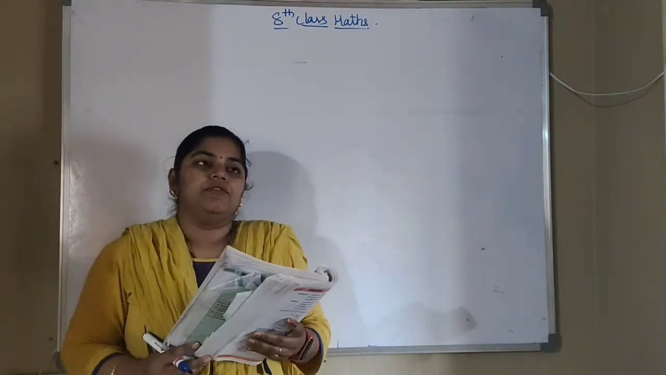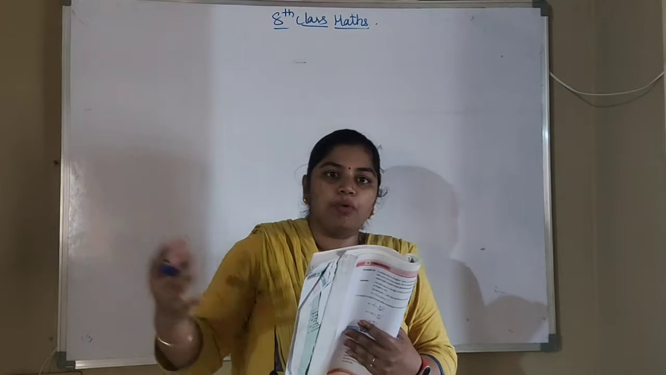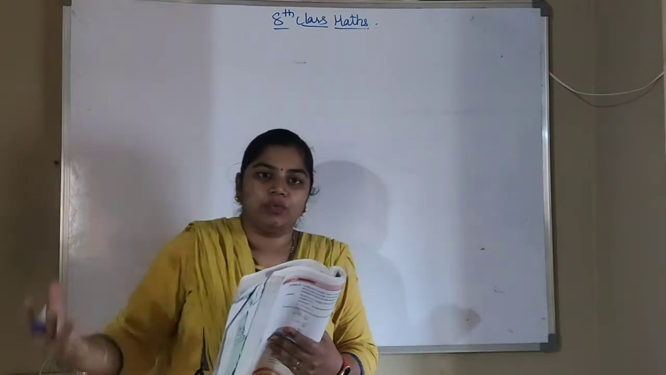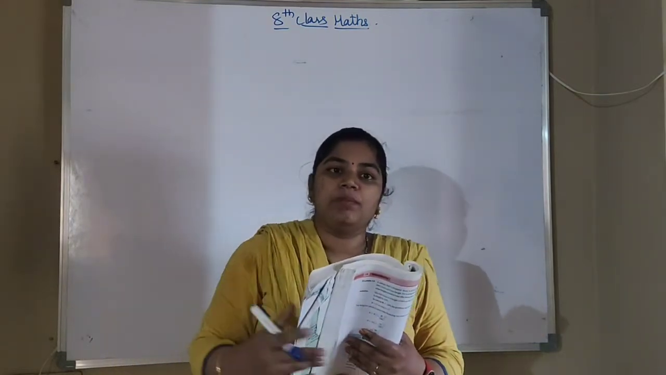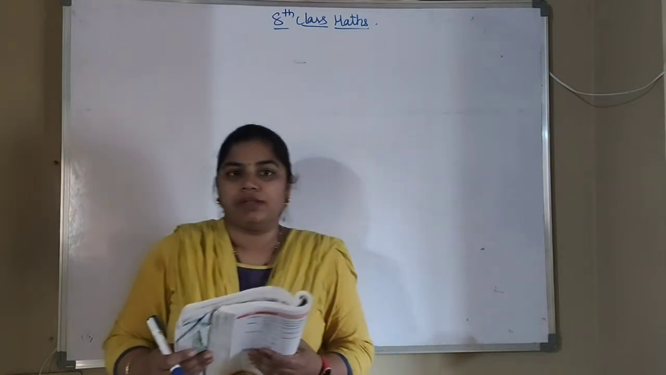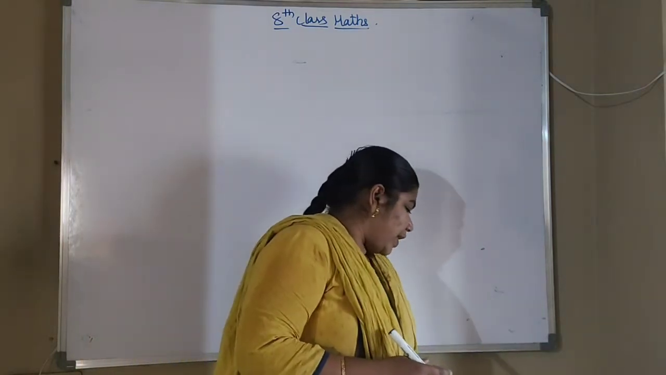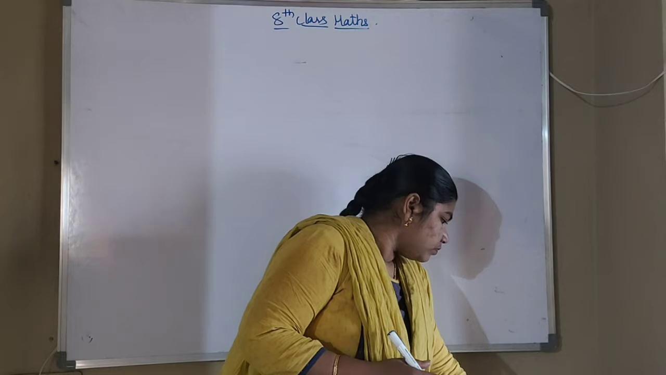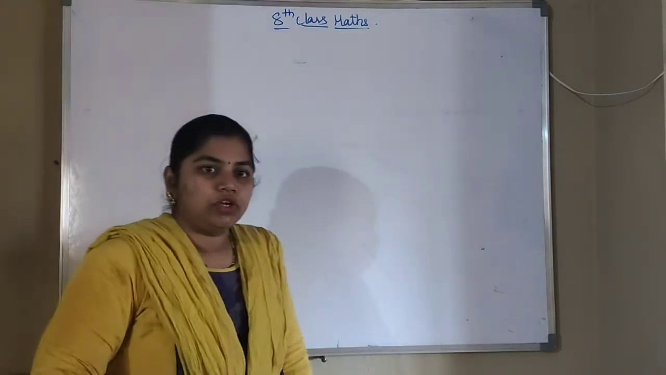Next, had I borrowed this sum at 6% per annum compounded annually, what extra amount would I have to pay? So if he borrowed for compound interest, that is compounded annually, how much extra amount he has to pay, we have to find. Okay, so first we have to find the simple interest here. After that we have to find the compound interest.